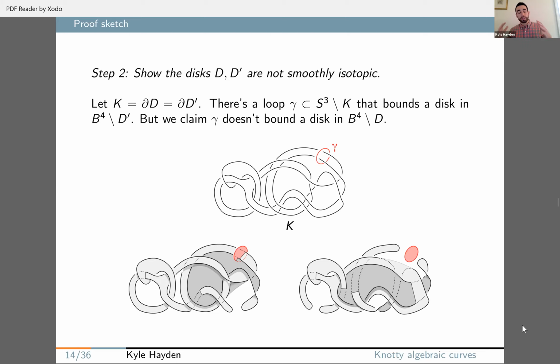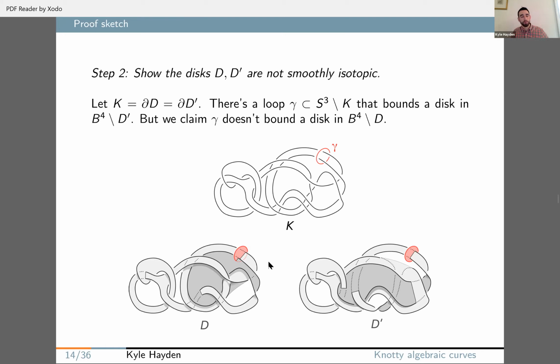if we look at the double branched covers, if this loop gamma bounds a disk in the complement of the larger gray disk D, then when I take the double branched cover of the 4-ball over D, because that disk bounded by gamma doesn't hit the branch locus, it lifts to a disk bounded by the lifts of gamma upstairs. So I should get these nice disks in the double branched cover. And so what I want to do is look at the double branched cover, look for the lifts of gamma, and ask, do those bound disks upstairs?